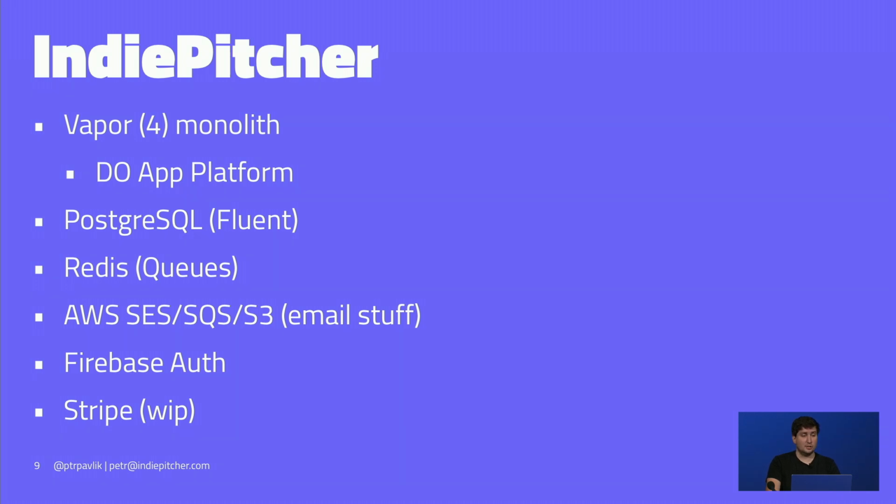It quite heavily uses queues, to offload work and schedule repeating tasks. I'll talk about that later. And it actually ended up using AWS quite extensively. That's the engine that basically runs sending emails. I'll talk about it later.